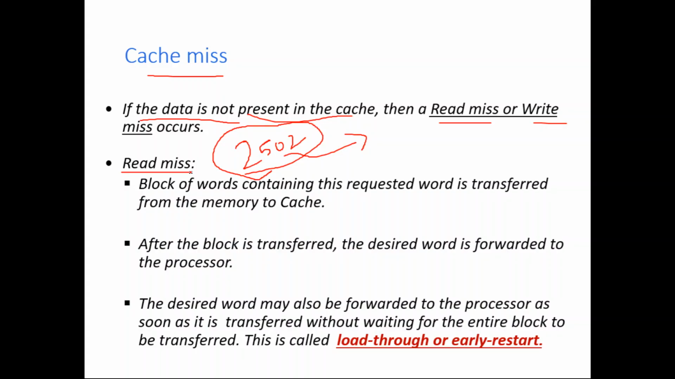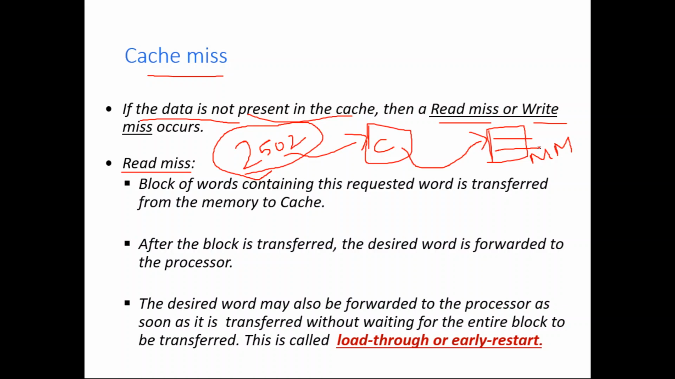So if there is a read miss, then what should happen? As the data corresponding to the location 2502 is not in the cache memory, the memory control circuitry will check the main memory. It will check whether that particular address content is available in the main memory or not. If it is in the main memory, then the desired word is forwarded to the processor.